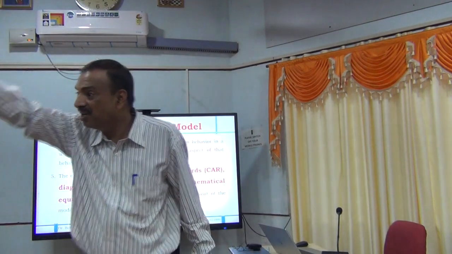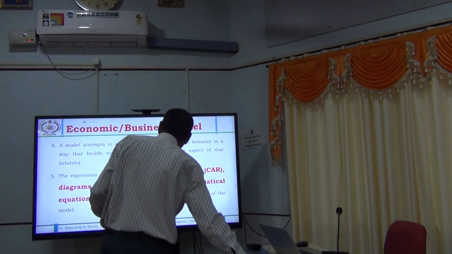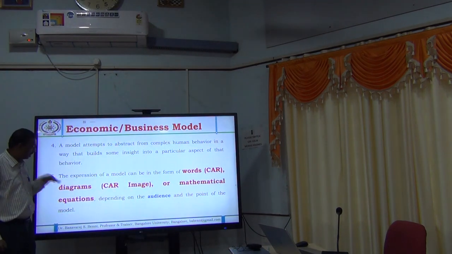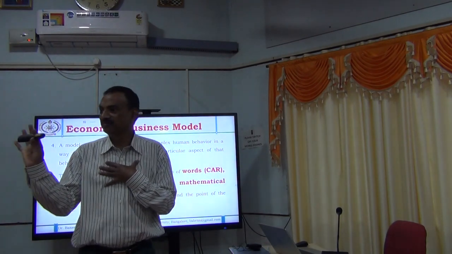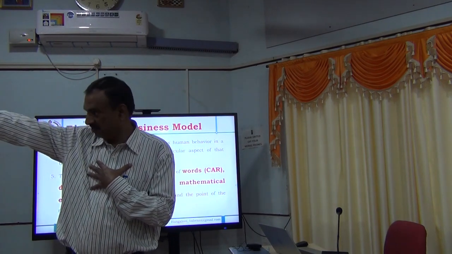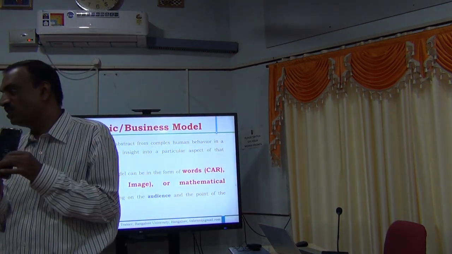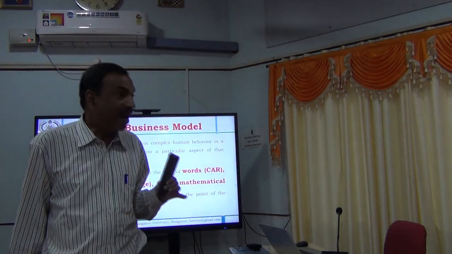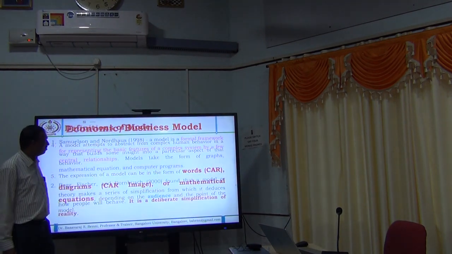Because that image is being printed on your hard disk. The information is stored in your hard disk. Whether it is a pen, a camera or a water bottle, it has been printed, the information has been stored. So the model could be words, diagrams or a mathematical equation, depending upon the nature of the audience. If I am a computer engineer, it is different. For an end user, this is a mobile. For a technical person, it is a device which has a motherboard, chip, battery, etc. So, based on the audience, we see the nature of the model.